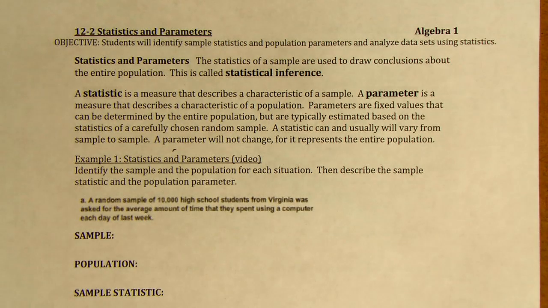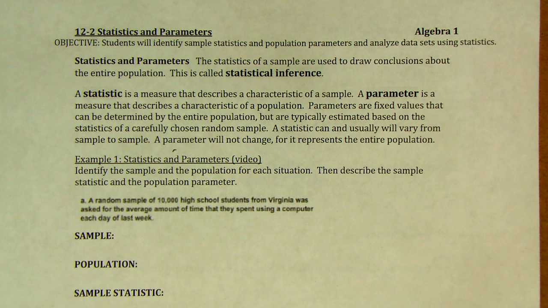Chapter 12, Lesson 2, Statistics and Parameters. You're going to find out that a lot of this, if you took Course 3 last year, you've already talked about these statistics. Statistics and parameters. Now, this is a little bit different. It's, again, more vocab, just like Lesson 1 was.